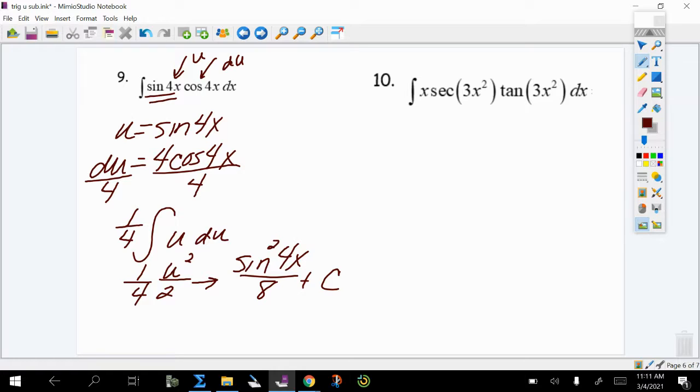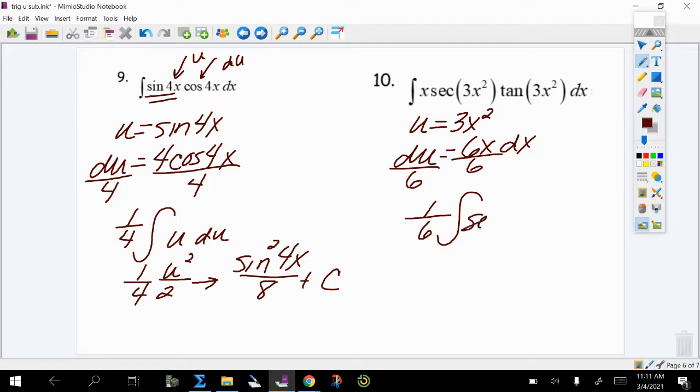So the next one has two trig functions, kind of like the last one. However, it has two trig functions that actually go together. Secant tangent is a known integral. This one, we can simply let the u be the angle, because when you do that, it is in a form that you know how to integrate. Now, the derivative of 3x squared is 6x. So we do have a 1/6 adjustment because we don't have that 6 in my original integral.